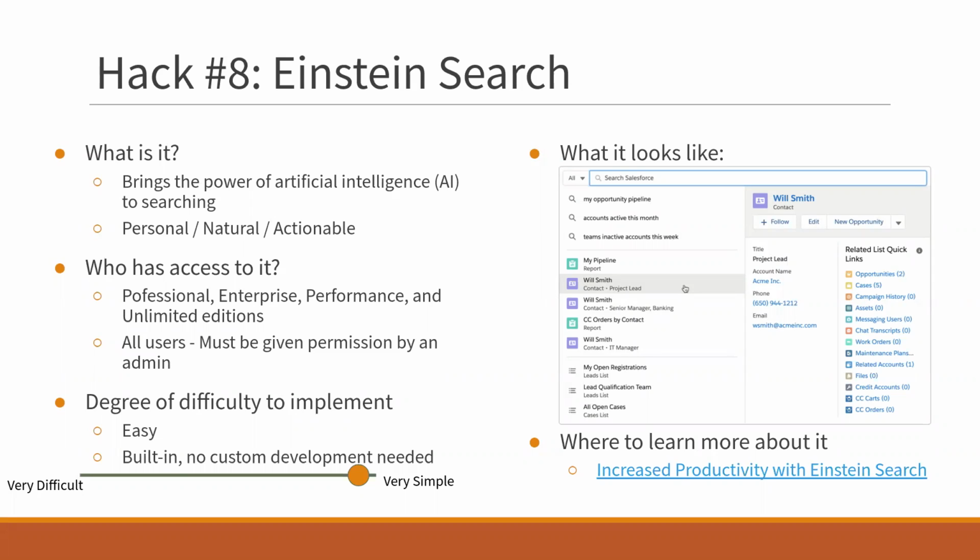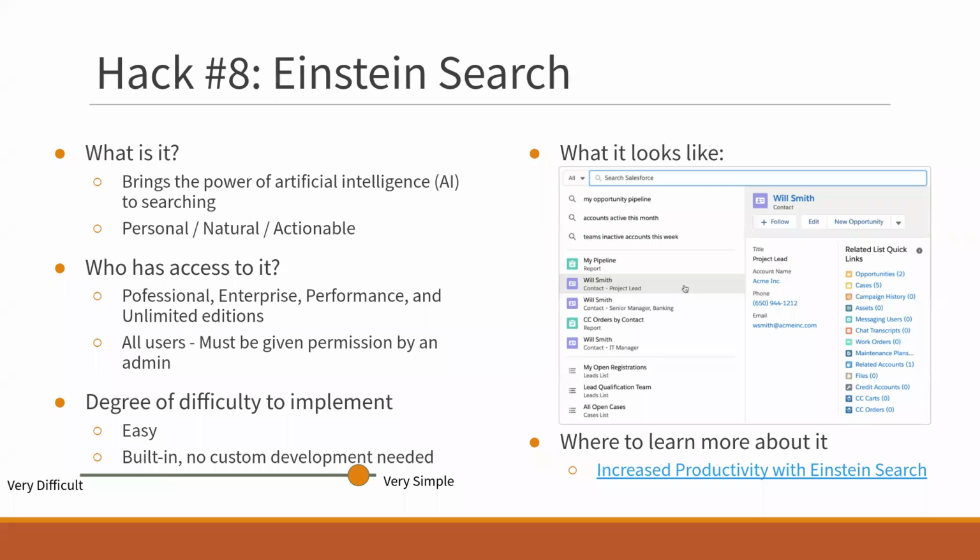So I can actually start typing in open cases for Acme. And it's literally going to show me all of the open cases for Acme. I don't have to type in Acme, go to the account, and then go to cases and see all of them and then sort them at that point in time to see the open ones. I can just literally start typing in what I need.